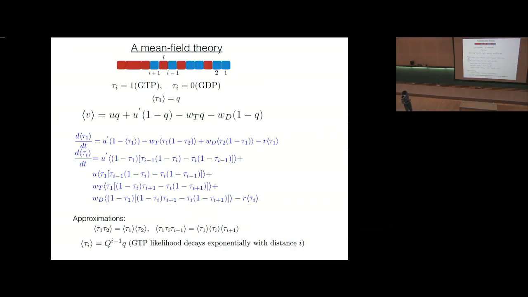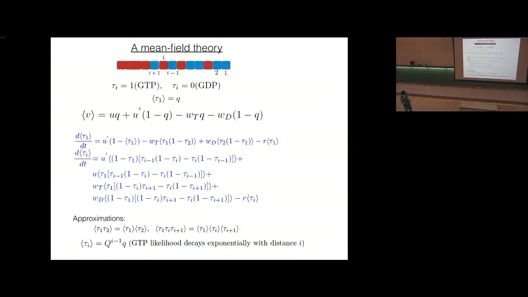What you require is average tau 1 for calculating the velocity. Tau 1 is the mean likelihood to have a GTP here, and if you know that, and 1 minus that, then you can just put in all the rates and get the mean speed. But you have to calculate this mean likelihood to have a GTP tubulin at the tip, and that is of course coupled to tau 2, and tau 2 to tau 3, and so on and so forth.